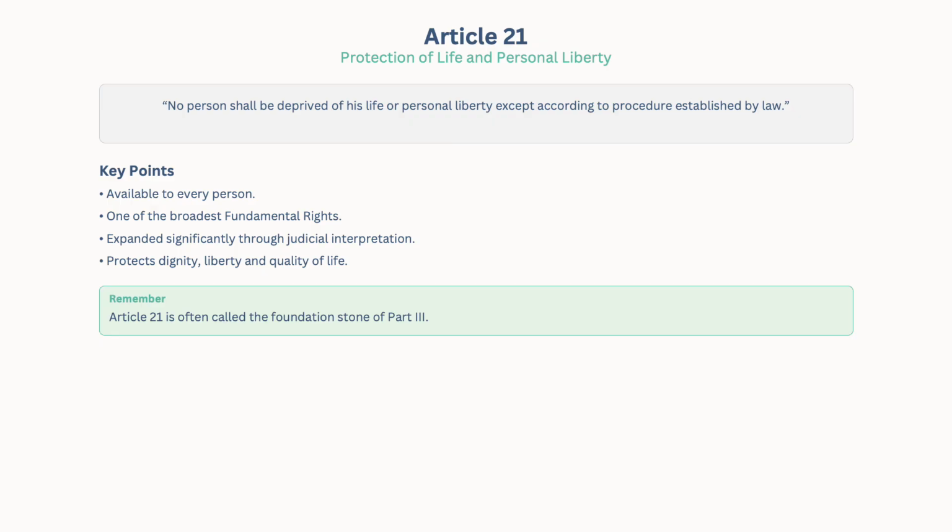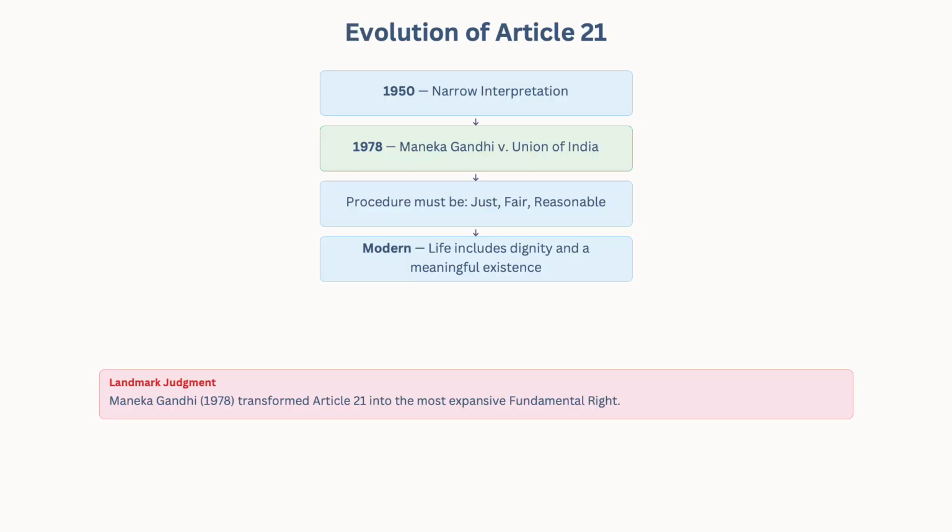The court can still issue a capital punishment against you, which is why it's mentioned "except according to procedure established by law." The evolution of Article 21. In 1950, we had a very narrow, very small interpretation of Article 21, which means protection of life and personal liberty. But over time, in 1978, Maneka Gandhi versus Union of India.